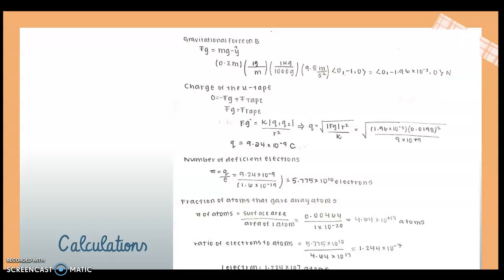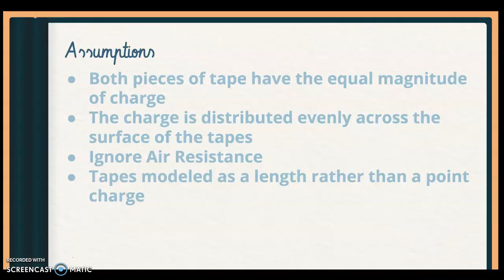For our model in GlowScript on the next slide, there are some assumptions that we need to take into account. Both pieces of tape have equal magnitude of charge. The charge is distributed evenly across the surface of the tapes. We ignore air resistance, and we model the tapes as lengths rather than point charges.